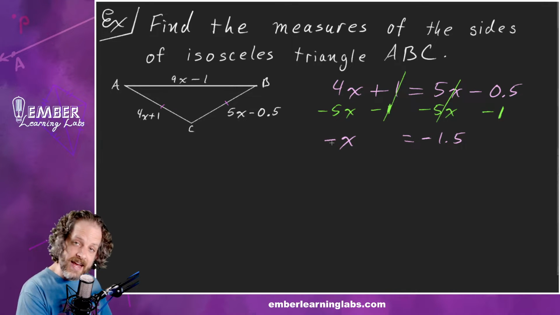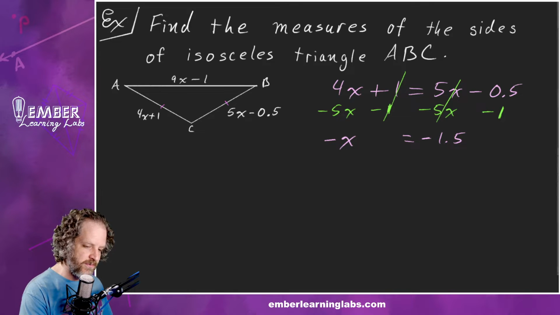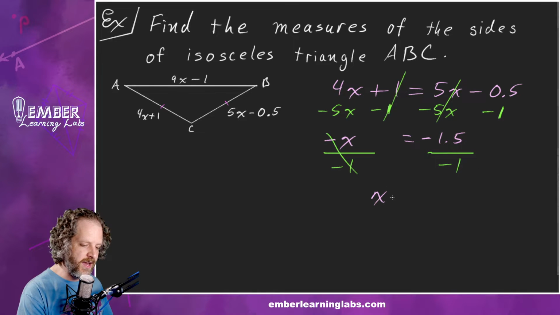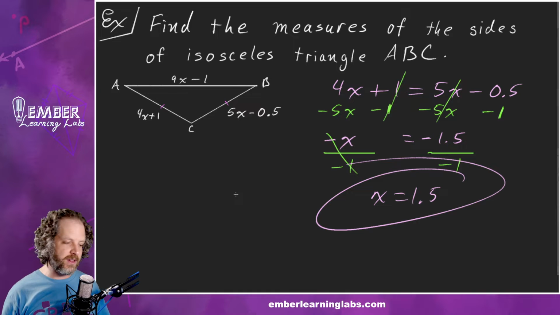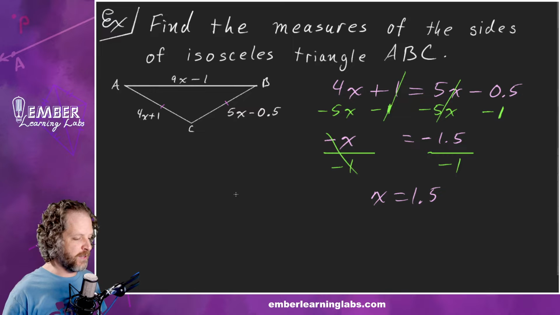We need to get rid of this negative. We're not done until the x, the variable, is by itself. So we're going to divide both sides by negative 1 to get rid of that negative. So x equals 1.5. Now, you'd be tempted to circle that and move on with your life, but we need to go back up and make sure that we're doing all the things that the problem asks for.